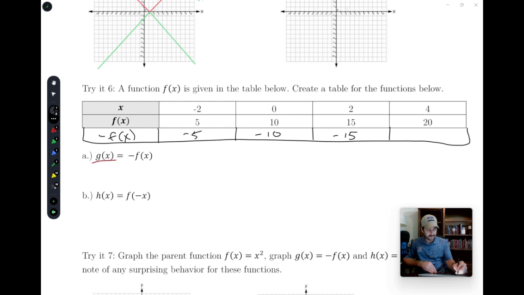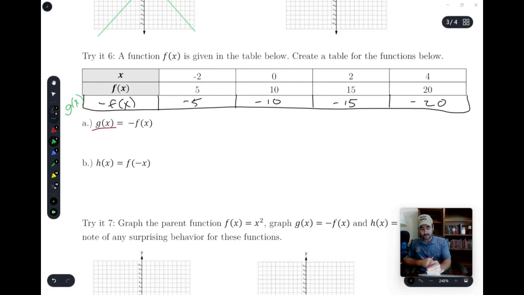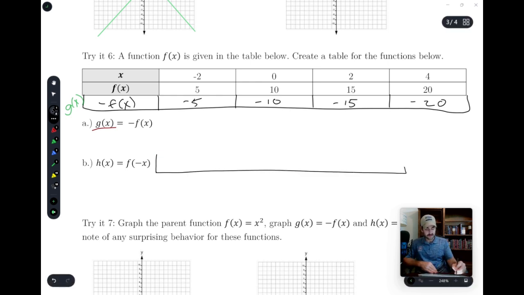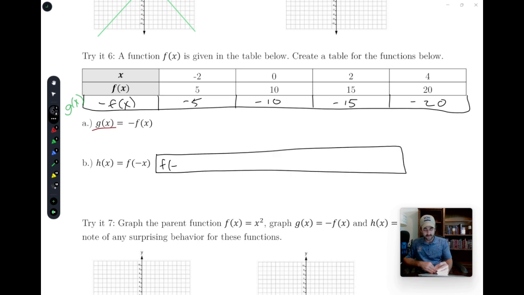And then, at the end of that, I can throw a g of x next to it so I don't forget what column that was, or what row that was. So we got our g of x is negative f of x. Now what about on the inside? What about if we need to make a table of values for a negative on the inside for h of x? We've got f of negative x. That one's a little trickier.